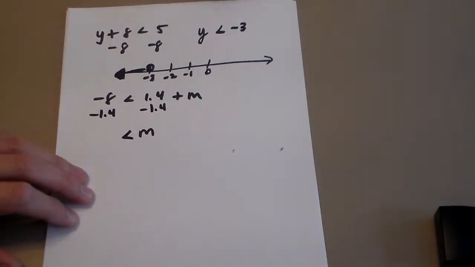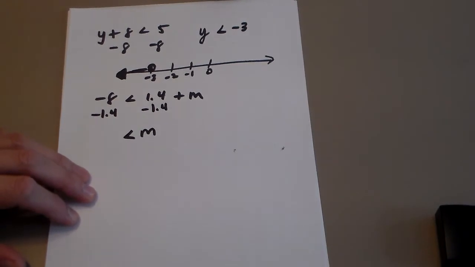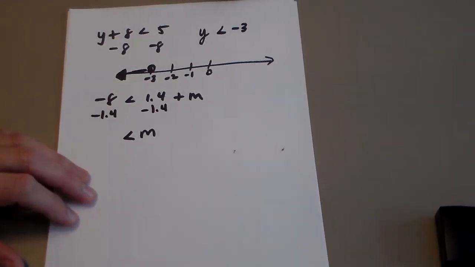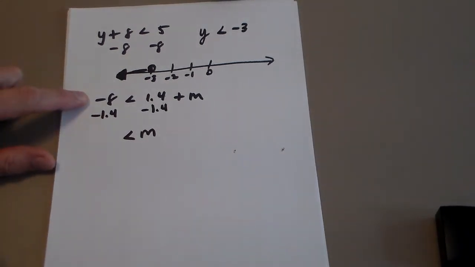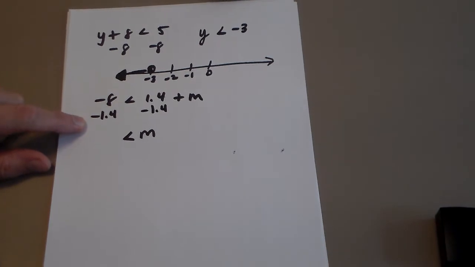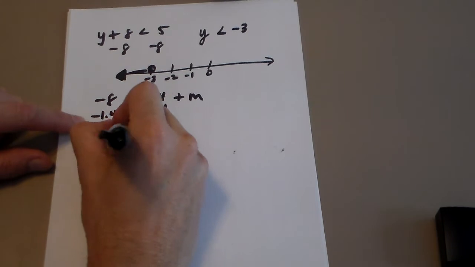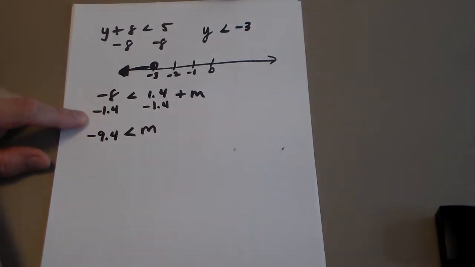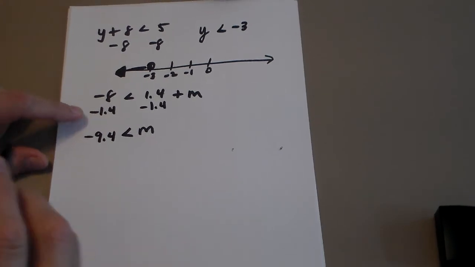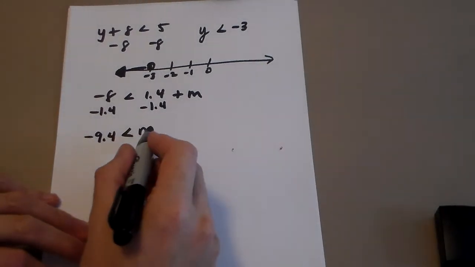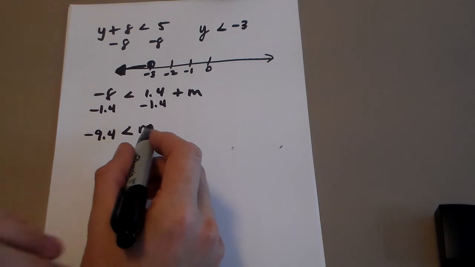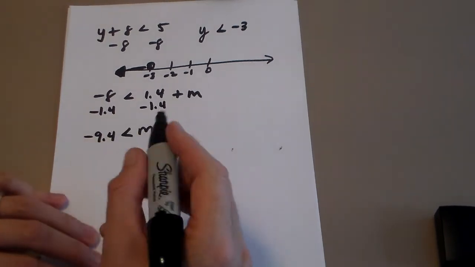M is greater than. If I have a negative 8 minus 1.4, well, we got to think of our positive and negative numbers. It's like you lose $8 and you lose $1.40. Well, how much are you going to be down? You're going to be down 9.4. Okay? So my inequality, if I read it correctly, m is greater than negative 9.4.